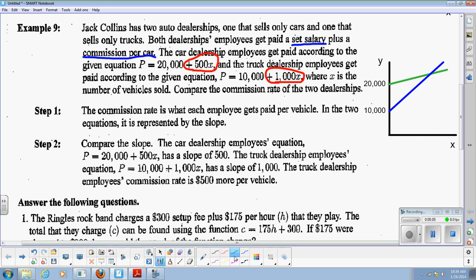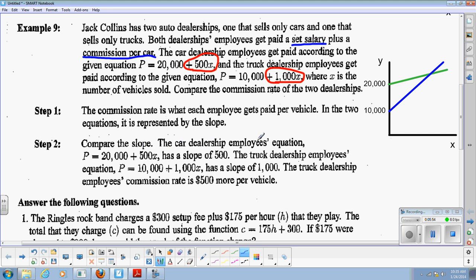The other line I have on here, the blue line, that is for the equation for the trucks. P starts at 10,000 plus 1,000 per x. Notice this line goes up faster than the line that starts at 20,000. So what is the graph showing us? The graph is showing us that even though the truck dealership employee starts with a lower salary, the amount of salary they will gain will go up faster than those that work at the car dealership. And there is always eventually a point where, if you sell enough vehicles at the truck dealership, that's the blue line, you end up with a higher salary than if you worked at the car dealership. And that's what this is talking about. So when we read here step 2, compare the slope.